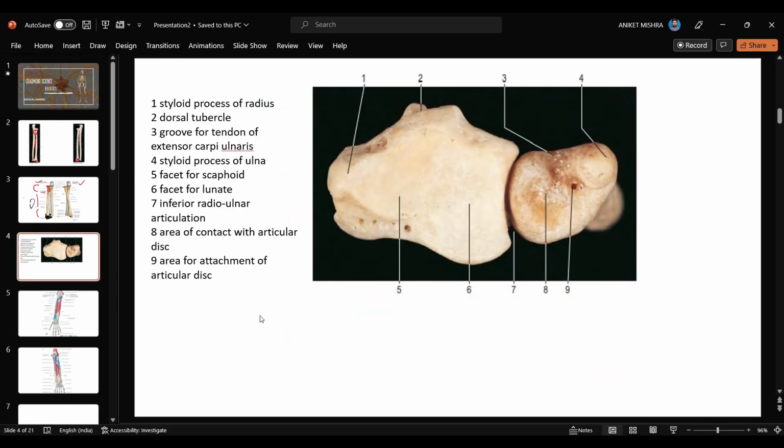So when we look at the inferior aspect, we will see the first structure is the styloid process of the radius. The second one is the dorsal tubercle or the tubercle of Lister. The third one is the extensor groove for the tendon of extensor carpi ulnaris. This one is the ulnar bone.